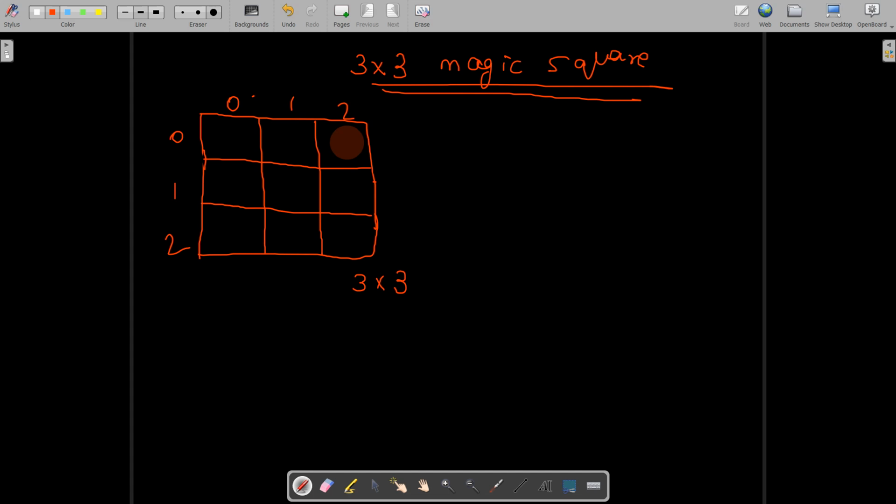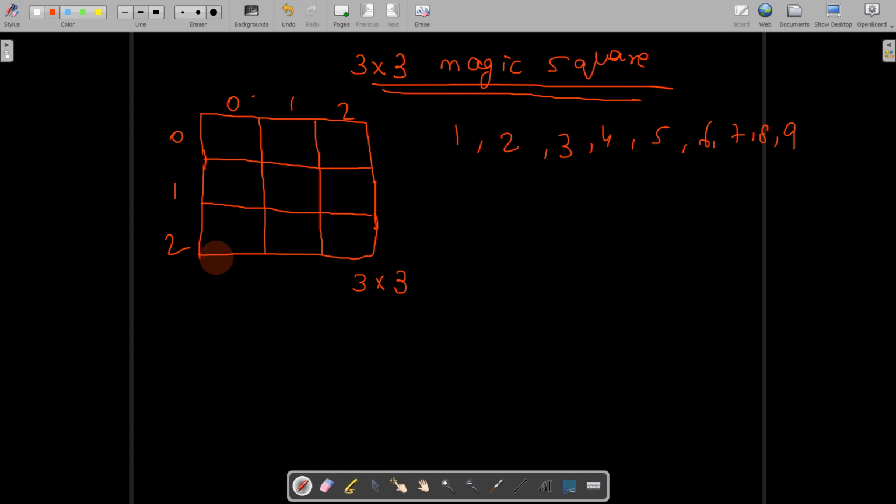Okay, so we have to fill in the values from 1 to 9. That means 1, 2, 3, 4, 5, 6, 7, 8 and 9. We have to fill these values in all these 9 blanks, and you cannot repeat any number twice. So the sum of all the rows, all the columns and all the diagonals is the same.